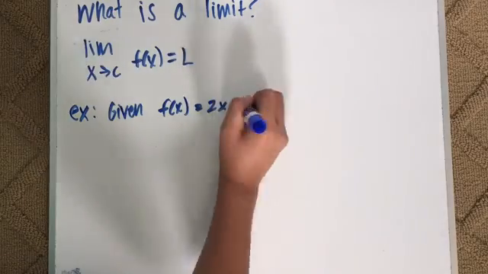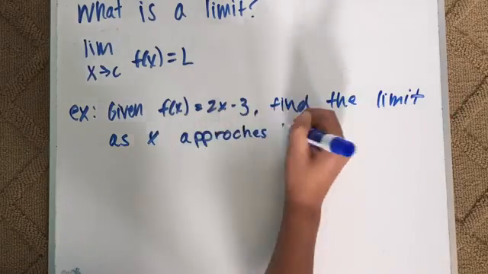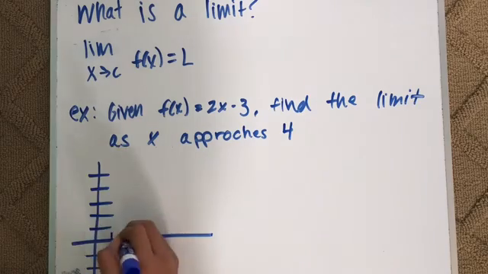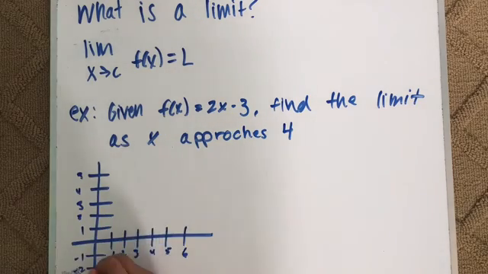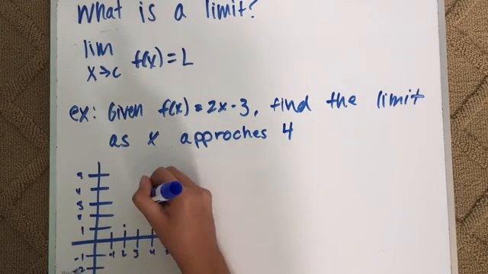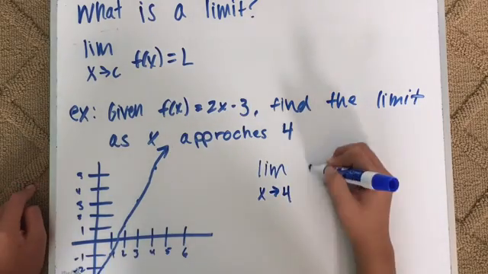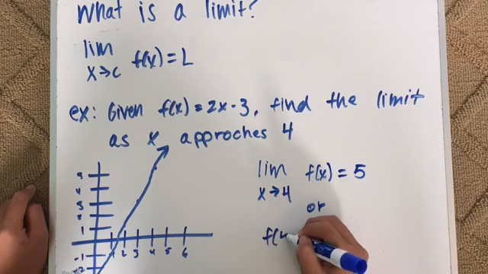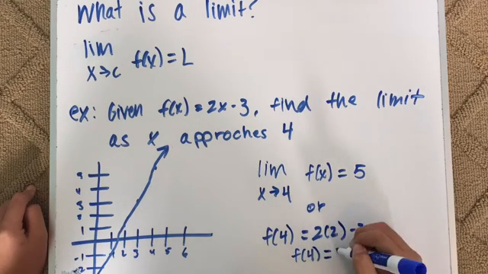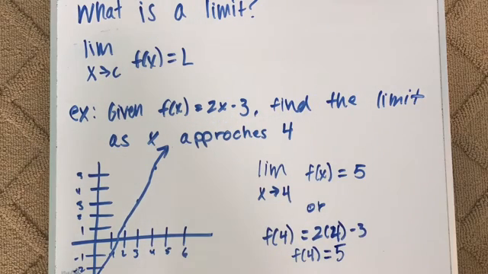So, let's try an example. Given f of x equals 2x minus 3, find the limit as x approaches 4. We're going to solve this by drawing a graph. And we can see when x equals 4, f of x equals 5. Or we can direct substitute this: 2 times 4 minus 3, which we get the same thing, f of x equals 5.